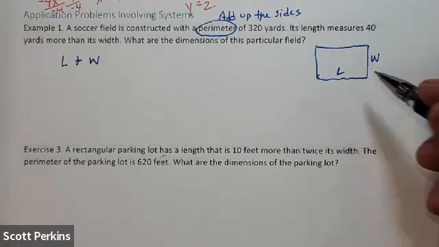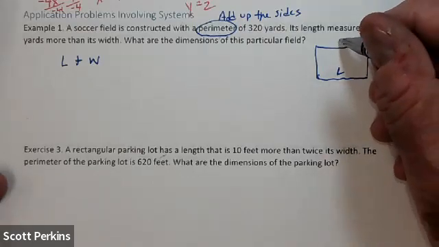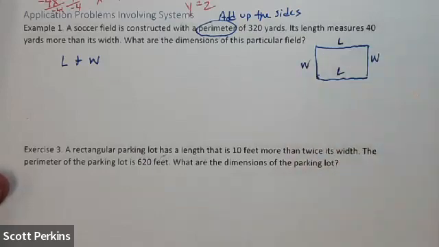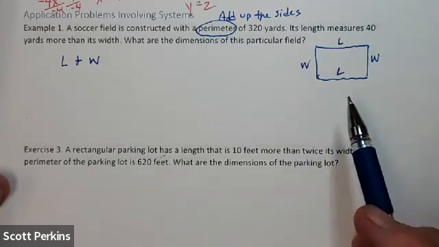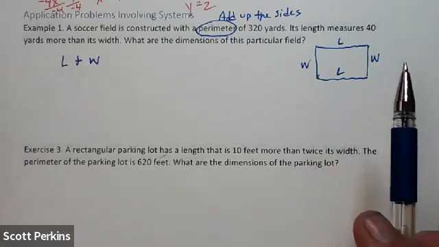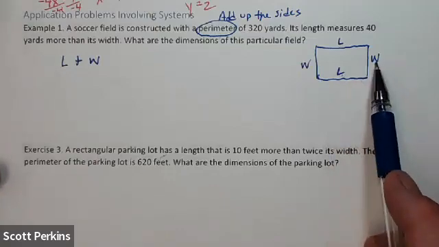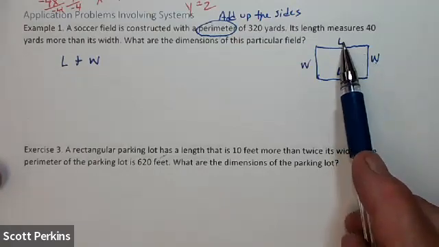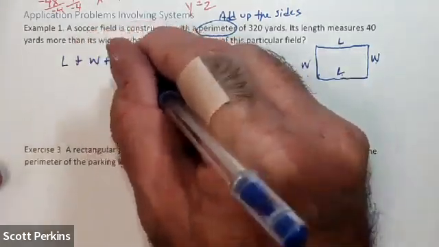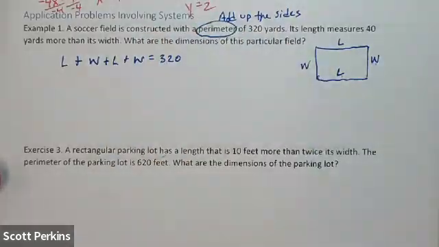4. So even though I didn't label them, what's this top side up here? L. What's this left side over here? W. So the perimeter of a rectangle, again, I don't have a formula memorized. I don't care about formulas. I don't memorize them when I don't need to. So I've got L plus W plus L plus W, that is equal to 320 yards.